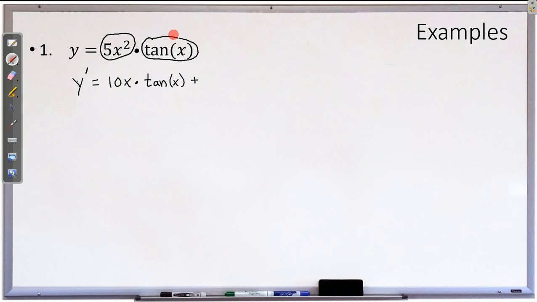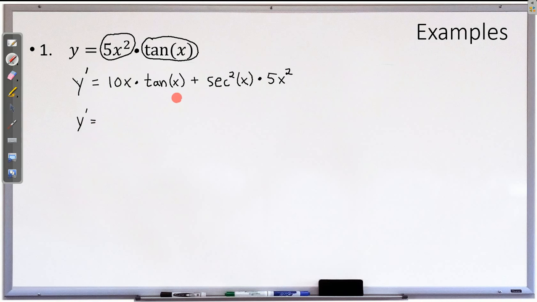So I want to take the derivative of tangent. All right, I know what that is now. Secant squared x. I don't need the quotient rule. I now have that memorized. Times the first, 5x squared. All right, now that is technically the derivative, but we can clean this up just a little bit.